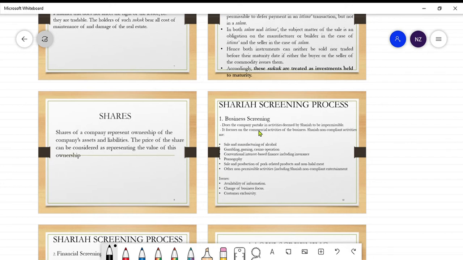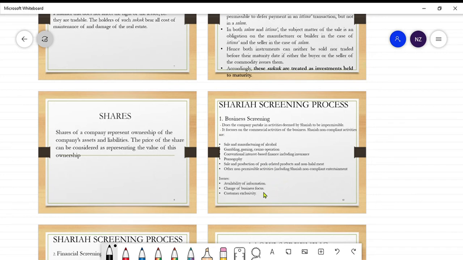So macam contoh business screening yang kita kena buat, macam the company probably ada buat sales and manufacturing of alcohol, gambling, gaming, casino, like pornography, or probably conventional interest-based finance ke. So this is the examples of the business activity yang probably need to be screened. And then the issue on this business screening is on the availability of information. Because of what? Probably kita lack of information needed to screen the business activity. Probably the company tak nak disclose the information. So ada issues on that.